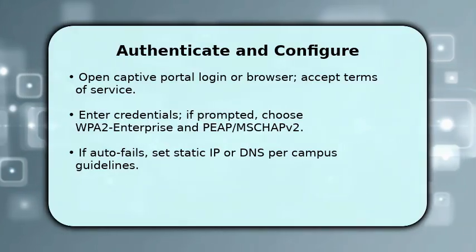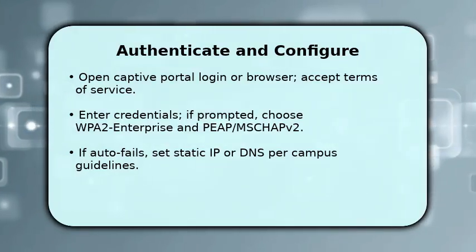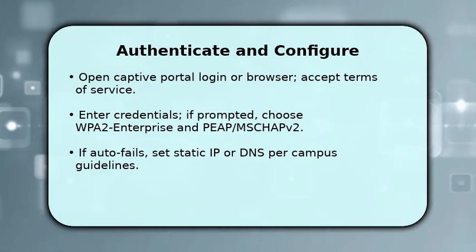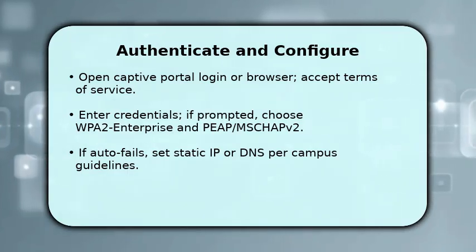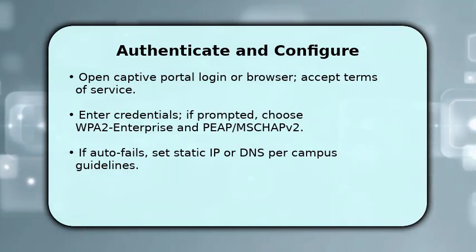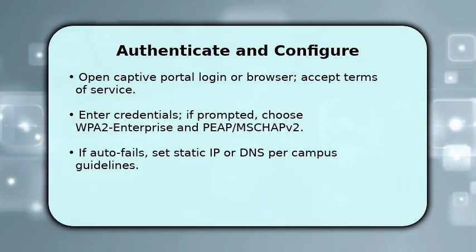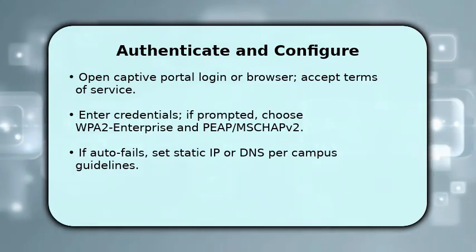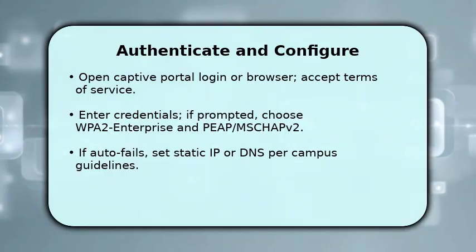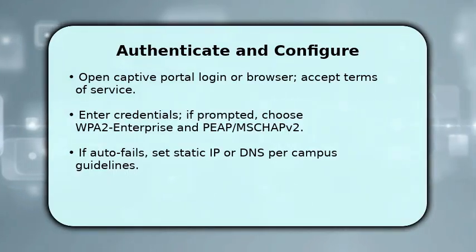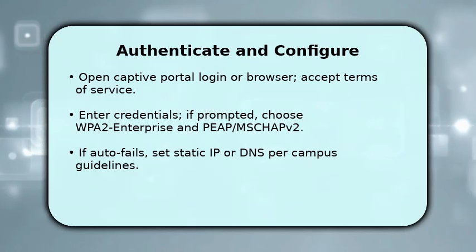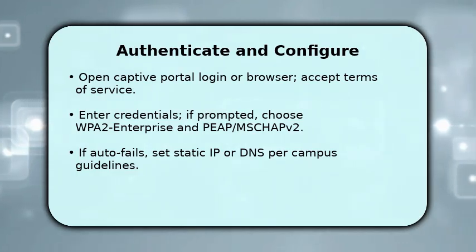Enter your GMC credentials and follow prompts to accept usage terms. This registers your session. When asked about security, pick WPA2 Enterprise with PEAP and MSCHAPv2 unless IT specifies otherwise, because it secures authentication. If the portal fails, manually configure IP or DNS using the campus values.